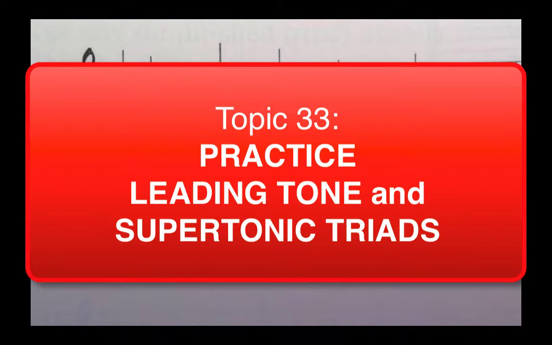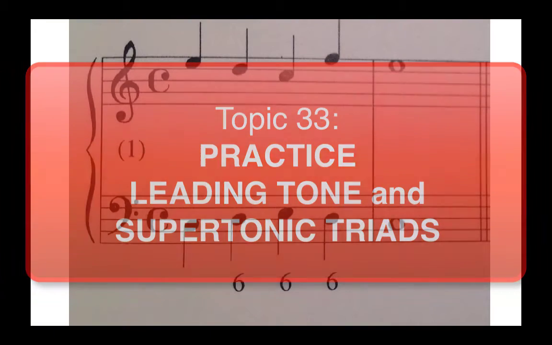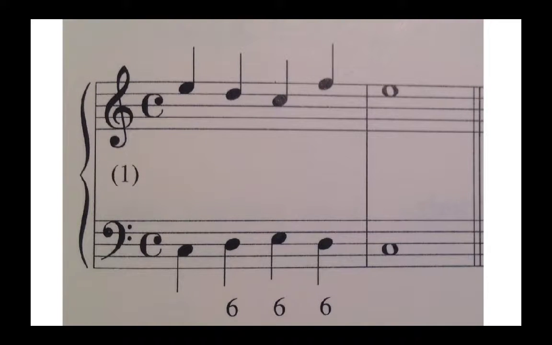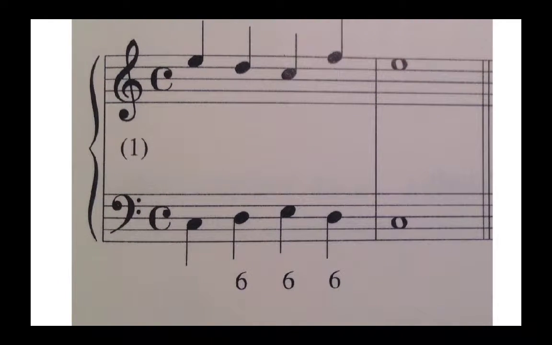In this video, we're going to work through assignment 10.6, which is concerning part writing, leading tone, and supertonic triads. This first example that you see here is number 1 on assignment 10.6, and it looks like it's in the key of C major. So let's label that. And then with the bass line of C, well, that's the tonic chord.